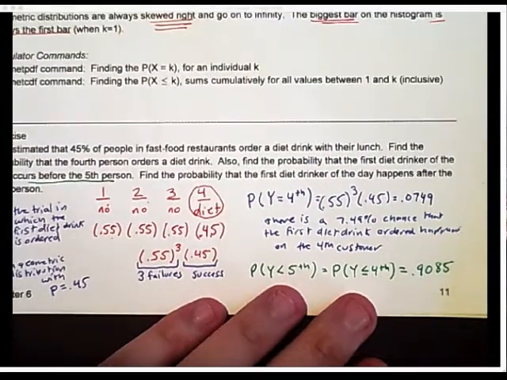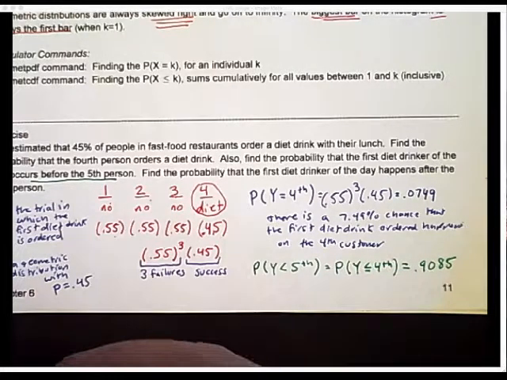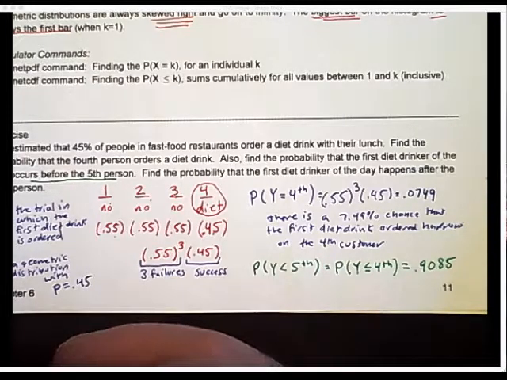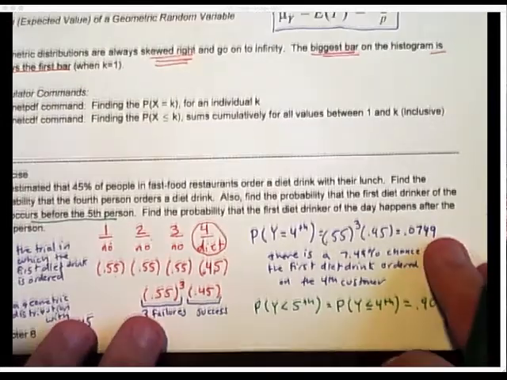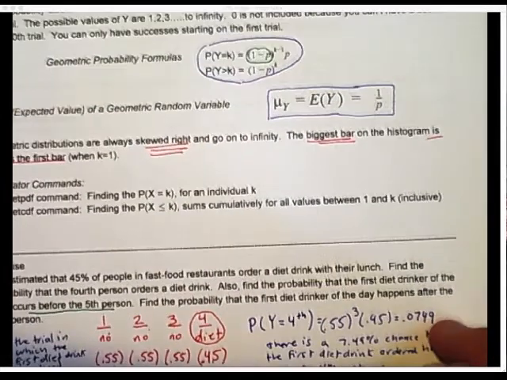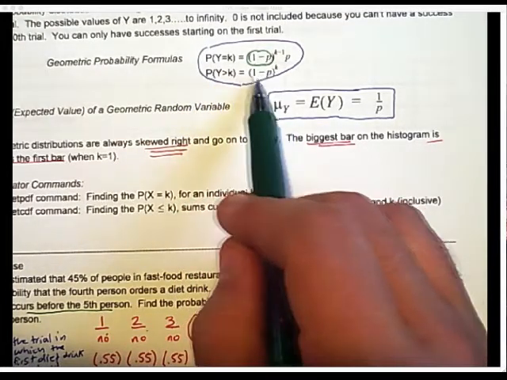All right, so there's a 90.85% chance that the first diet drink will be ordered on or before the 4th person. That's what it means. There's a 90.85% chance that the first diet drink ordered will happen on or before the 4th person in line. You can also use a shortcut formula. Okay? Look at this formula up here. It says the probability that y is greater than k equals this.